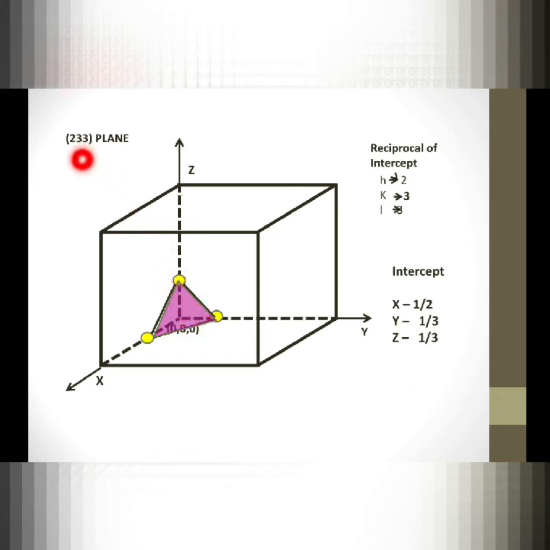So if the Miller indices are given, then take the reciprocals of the Miller indices, and those are the intercept values. Point out those intercepts, and just by joining these 3 points you can get the plane, the orientation of the plane. This is the 2 3 3 plane.